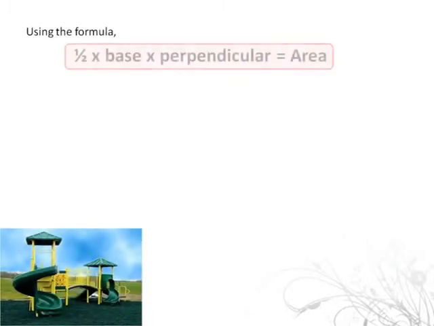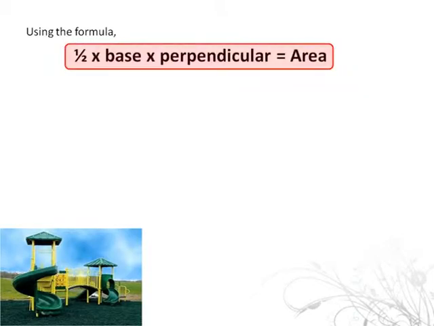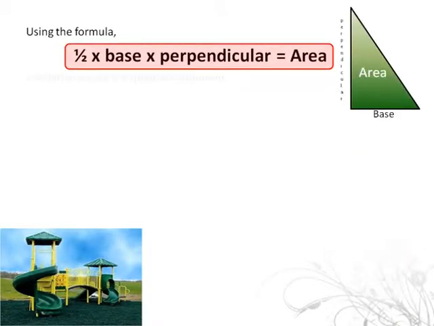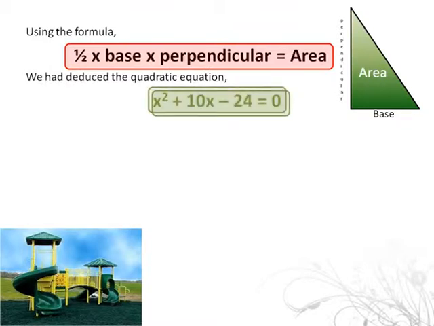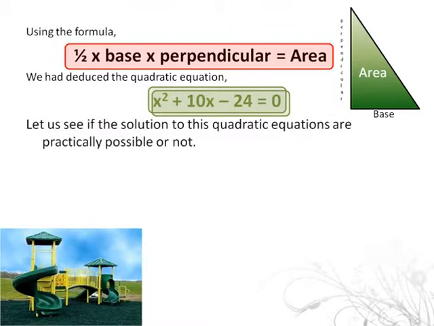Earlier, in the example, using the formula for the area of a right triangle, that is half into base into perpendicular, we had deduced the following quadratic equation. We had got x square plus 10x minus 24 equal to 0. Let us see if the solution to this quadratic equation is practically possible or not.